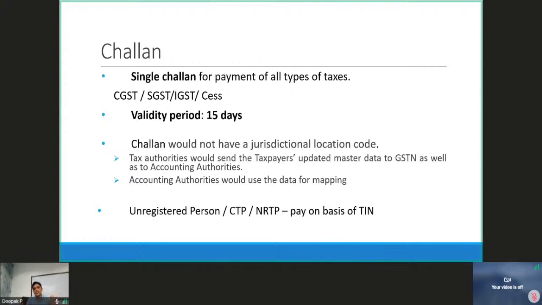Challan would not have a jurisdictional location code. It will not have any jurisdictional location code. It is all tagged to your GSTN number itself. Separate jurisdictional location code is not mentioned in the challan and not required.